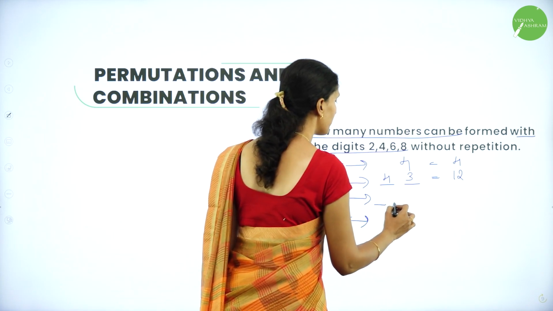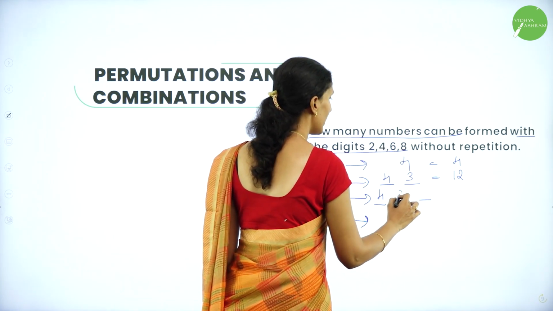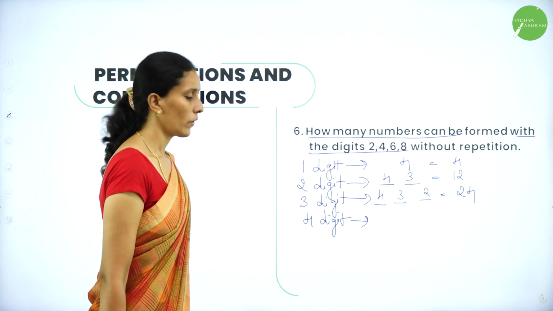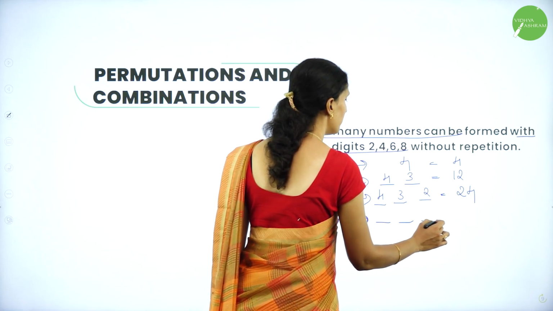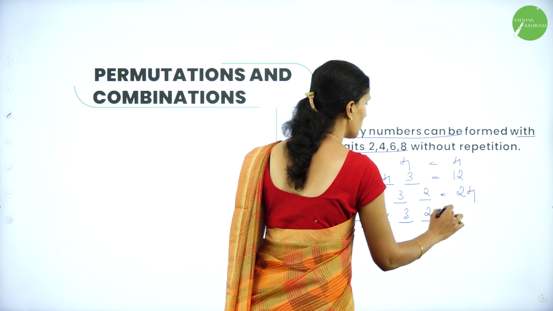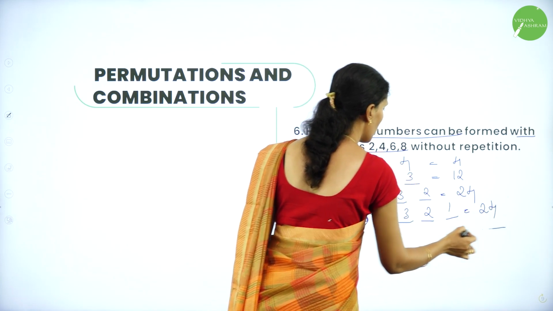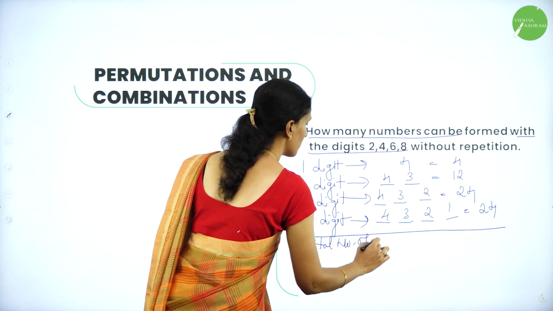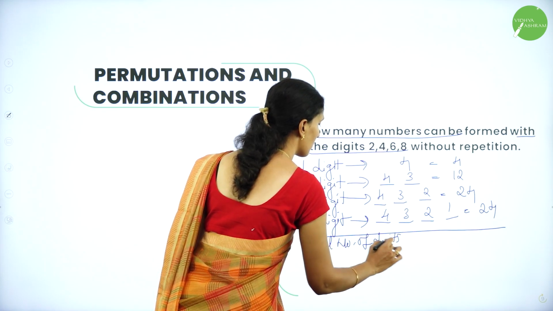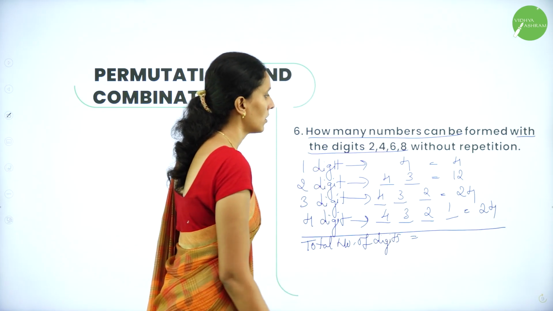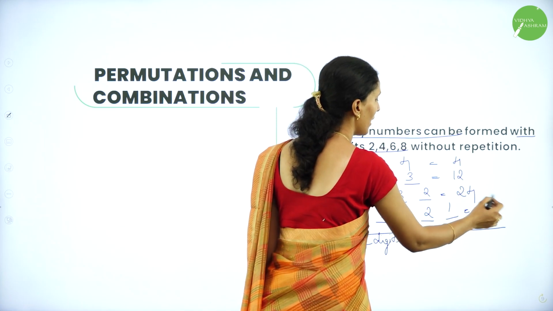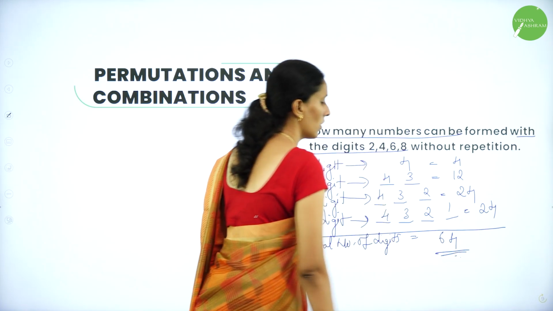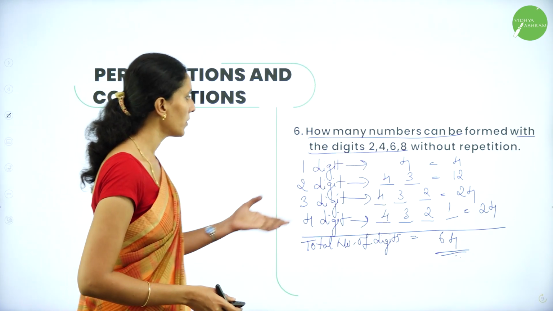3 digit numbers, 4, 3, 2. So, how many numbers can we form? 24. Okay. Come across 4 digit numbers, 4, 3, 2, 1. Here also I can form 24. So, totally how many numbers? So, total number of numbers is equal to how much? Okay. 4 plus 12 is 16, 16 plus 24 is 40, 40 plus 24 is 64. So, total 64 numbers can be formed using 2, 4, 6, 8.